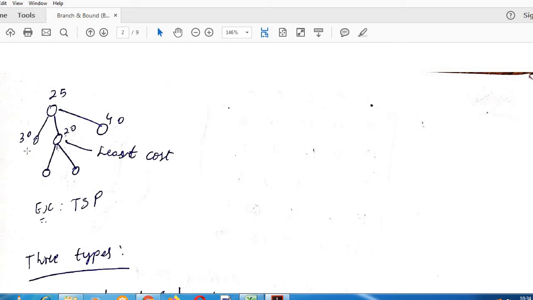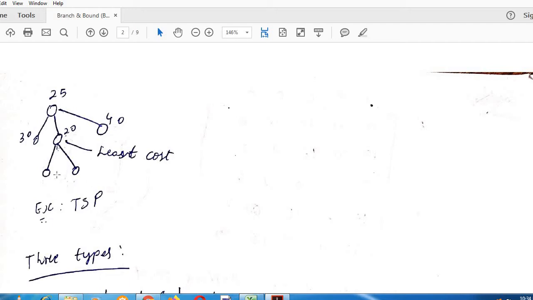So we'll ignore the upper bound solution, and we'll consider only the lower bound solution or lower bound subproblem. I will select the node with the least cost or lower cost, and then I will continue traversing through that particular node. I will continue this until all the levels of the tree are traversed.